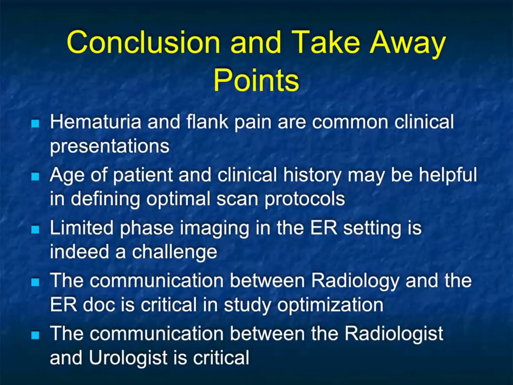So some conclusions and takeaway points. When we think about GU in the ER setting, we're thinking about hematuria, we're thinking about flank pain. Age of patients and clinical history may be helpful and is helpful in defining the optimal protocols. Is it a 25-year-old with likely stone or a 32-year-old female with likely pyelo as opposed to a 70-year-old male? We're thinking about bladder, renal, or even prostate cancer.